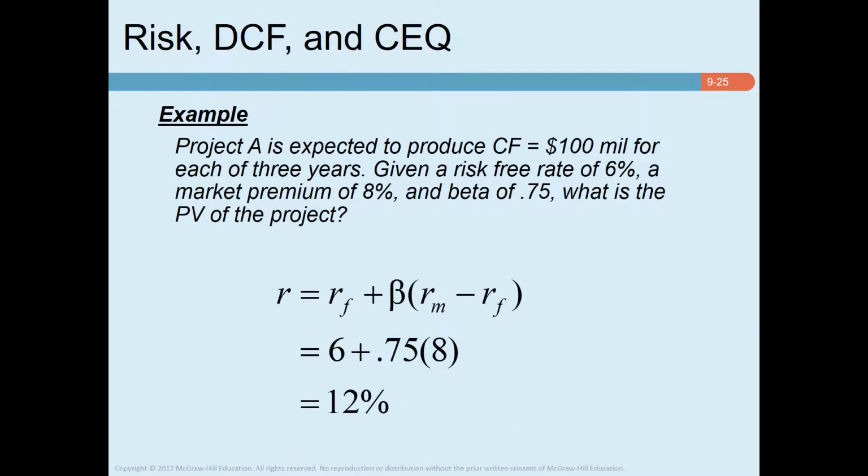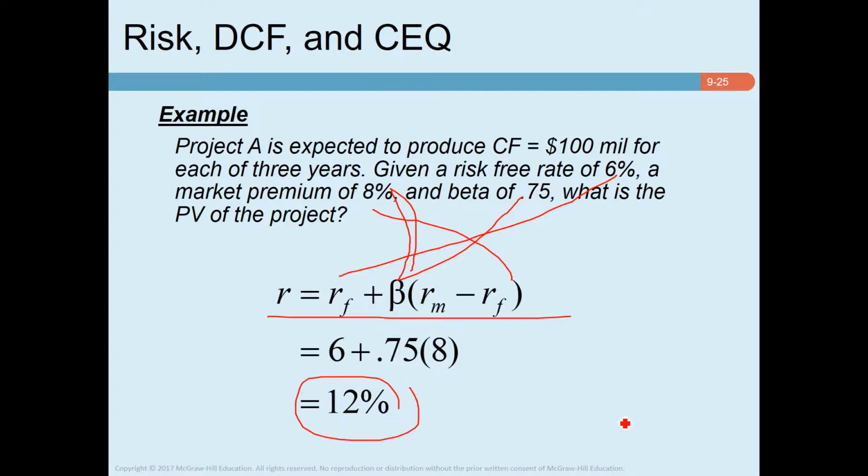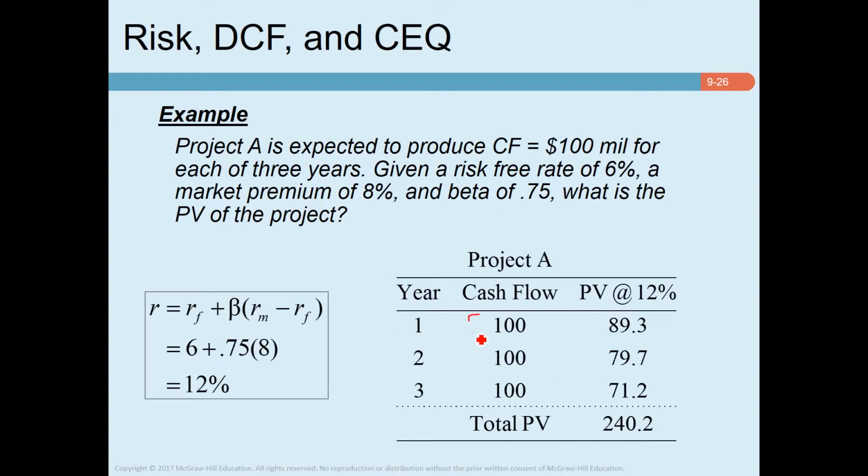To see a numerical example, project A is expected to produce cash flows of $100 million for each of the next 3 years. Given a risk-free rate of 6%, a market premium of 8%, and a beta of 0.75, what is the present value of the project? To find the present value, first of all, we need to find the required rate of return, and we use the CAPM: risk-free rate plus beta times market risk premium. Risk-free rate is 6%, beta is 0.75, and market risk premium is 8%. So our required rate of return is 12%. Now, as we have $100 every year, we discount them at 12% and we get a present value of 240.2. So this is the present value of the cash flows.